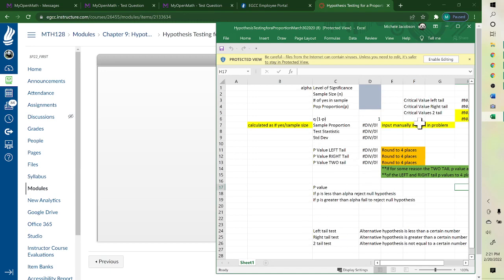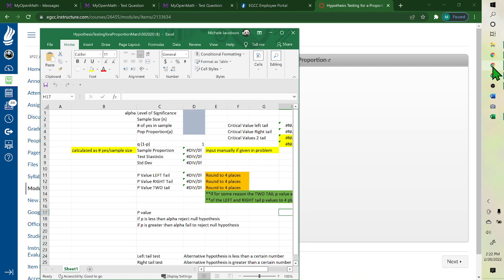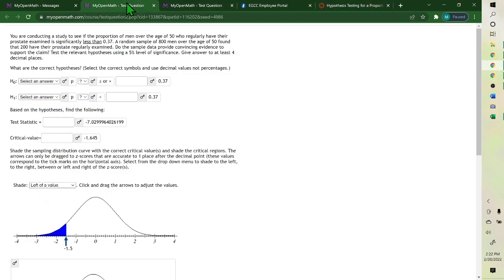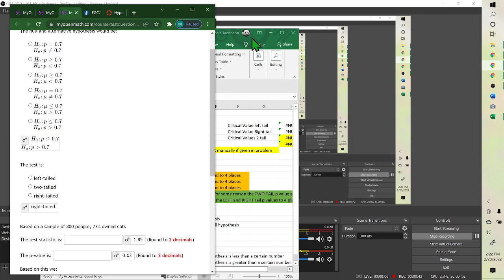Okay, so here's the Excel file. And let me bring the question up here. This one. This one first.